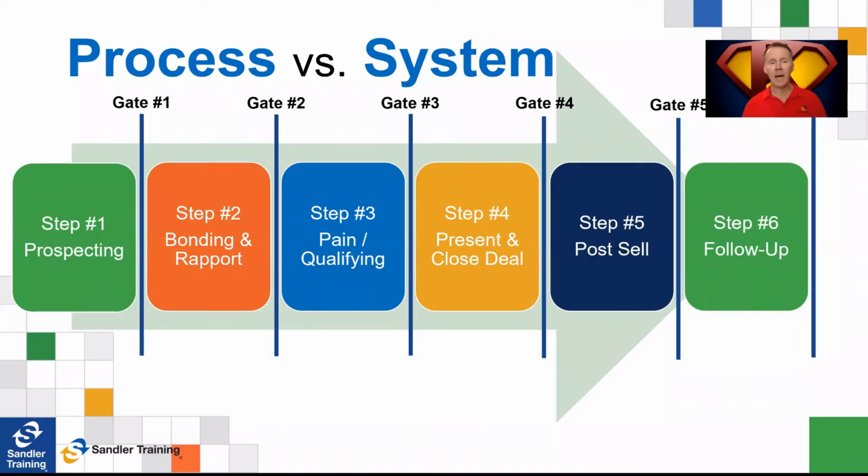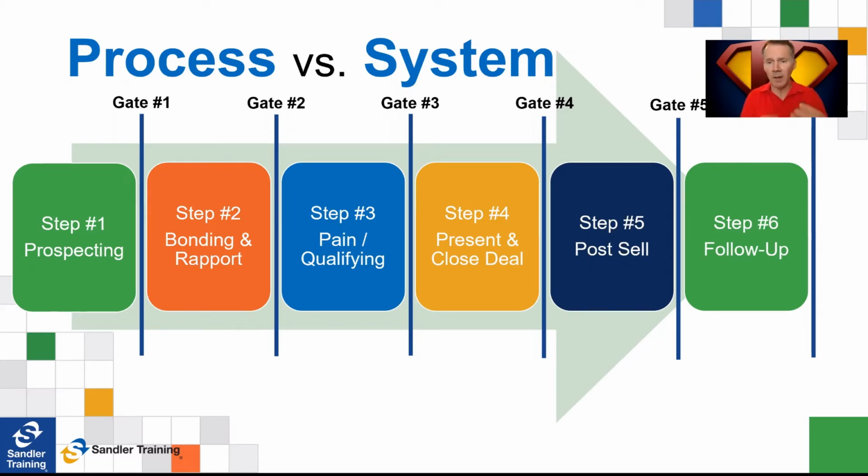So they had 6 steps, 6 gates, right? Step number 1 was prospecting. Then step number 2 was developing the trust, the rapport. Step number 3 then was qualification. Step number 4 was to present and then close. Step number 5 was a post-sale step. And then step number 6 is a follow-up.